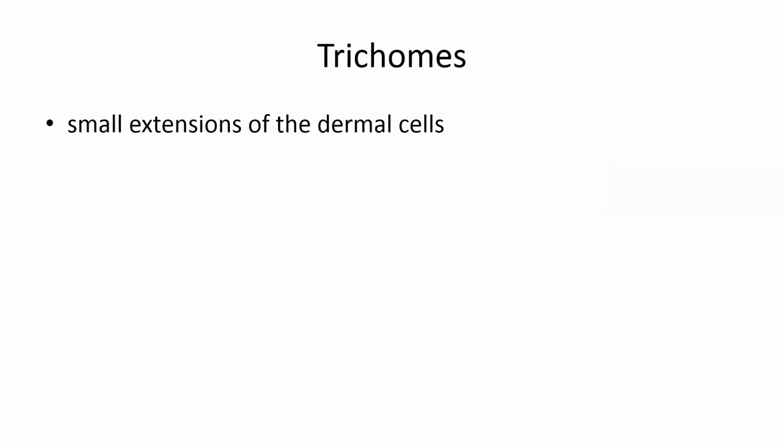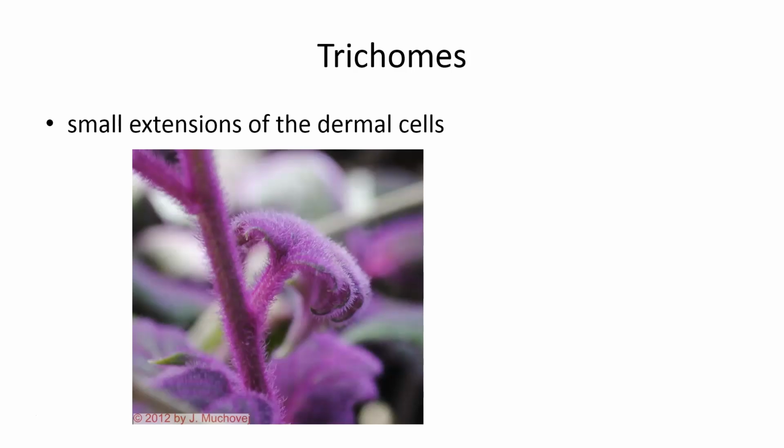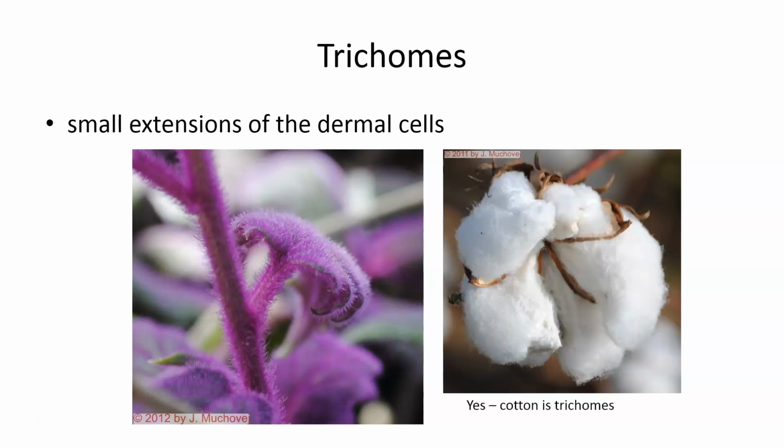We also have what we call trichomes. Trichomes are small extensions of the dermal cell, which means they add a little bit to the outside of the dermal cell. If you look at this plant, it looks fuzzy. It's got all these little extensions on the outside of it. Those are trichomes. This is cotton. Yes, cotton is a trichome. It's an extension of the dermal cells of the seed.